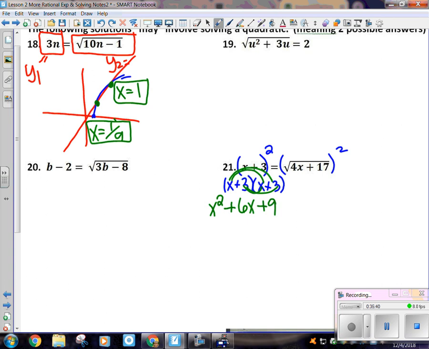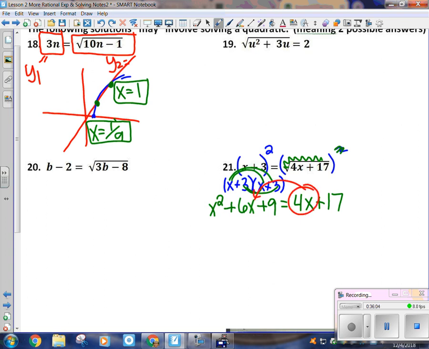Don't put your calculator away. Don't put it away. We're going to still need it. This over here, okay, this over here, they square 4x plus 17. So what I need to do is I need to get everything set equal to 0. Where do I move it?